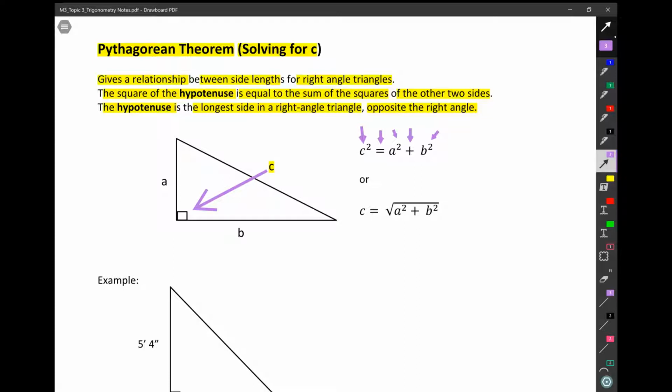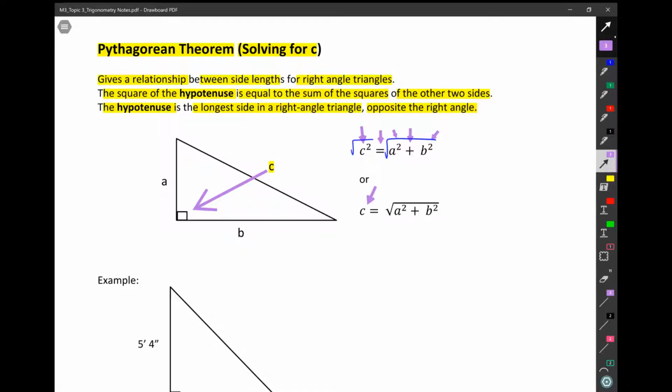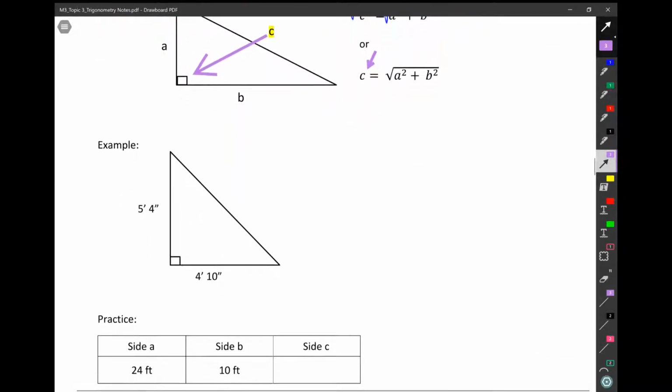So when we want to solve for side C and we have c squared, we have to do the opposite of squared, which is square root. So we're going to square root that left side to get c. But if we square root something in one side of an equation, we also have to do the same thing to the other side. In other words, our formula for c is equal to the square root of a squared plus b squared. All right, let's take a look at an example.